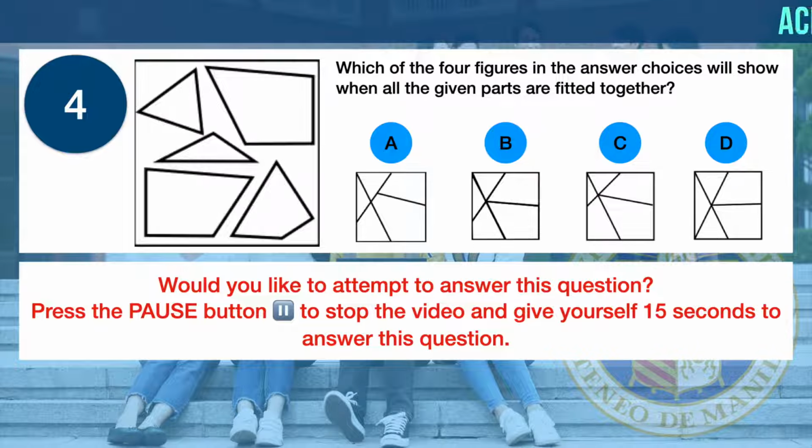Abstract reasoning question number 4. Which of the 4 figures in the answer choices will show when all the given parts are fitted together?